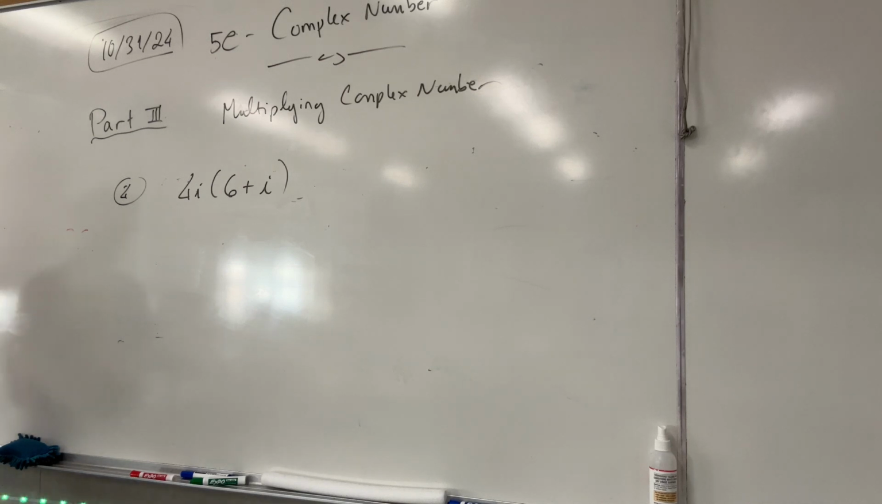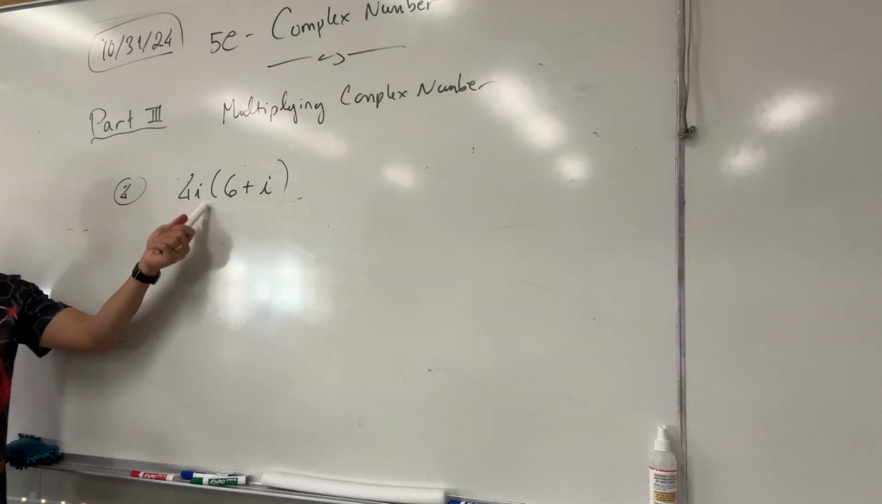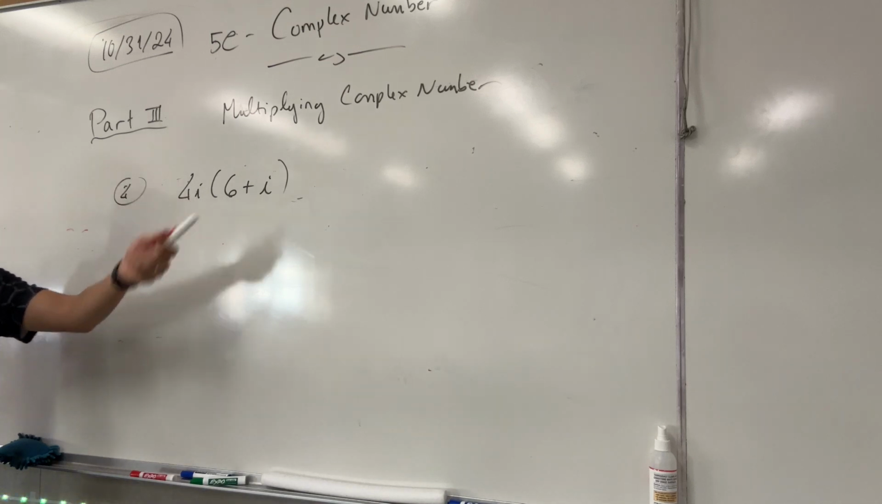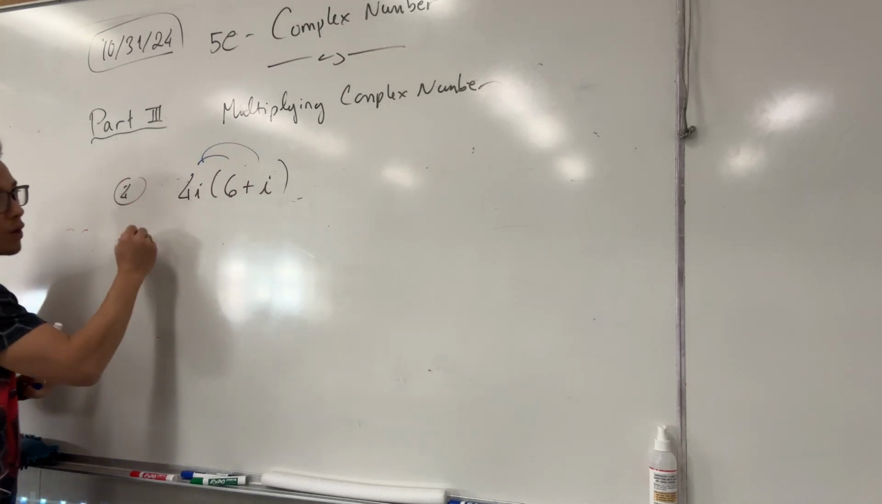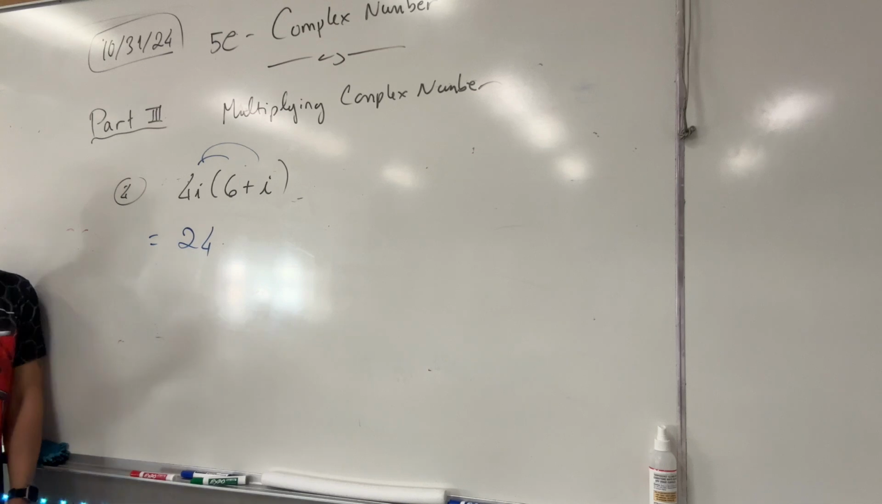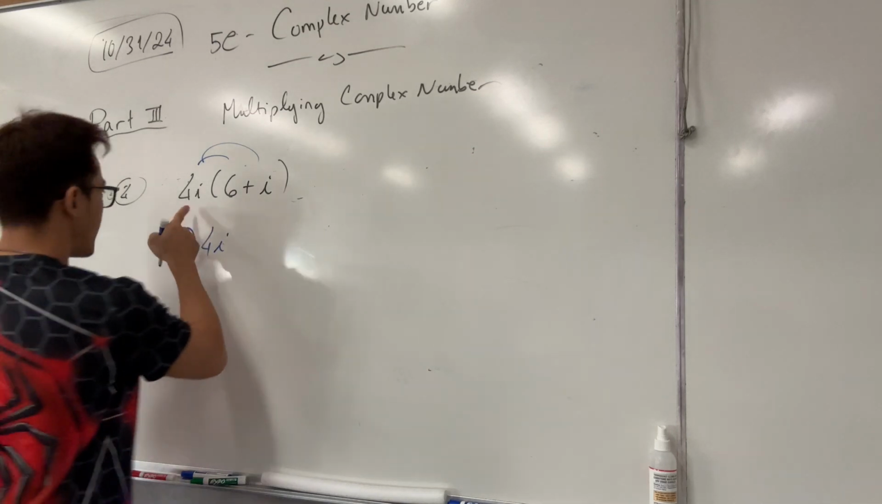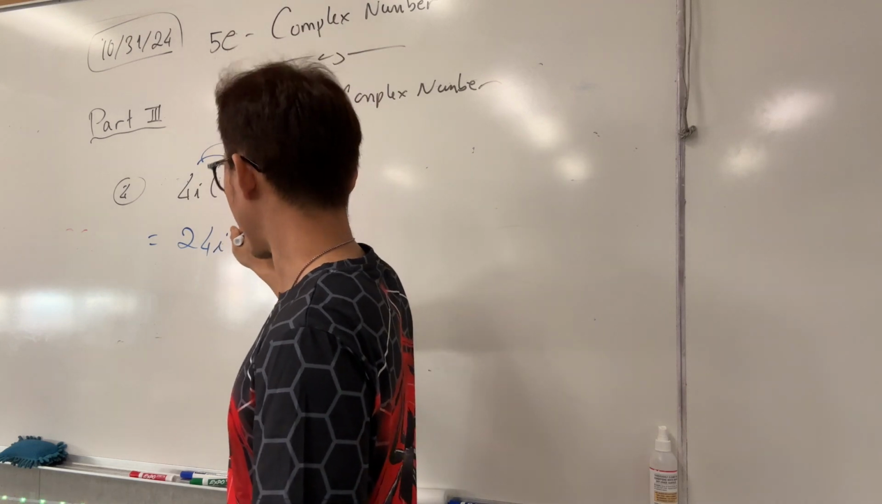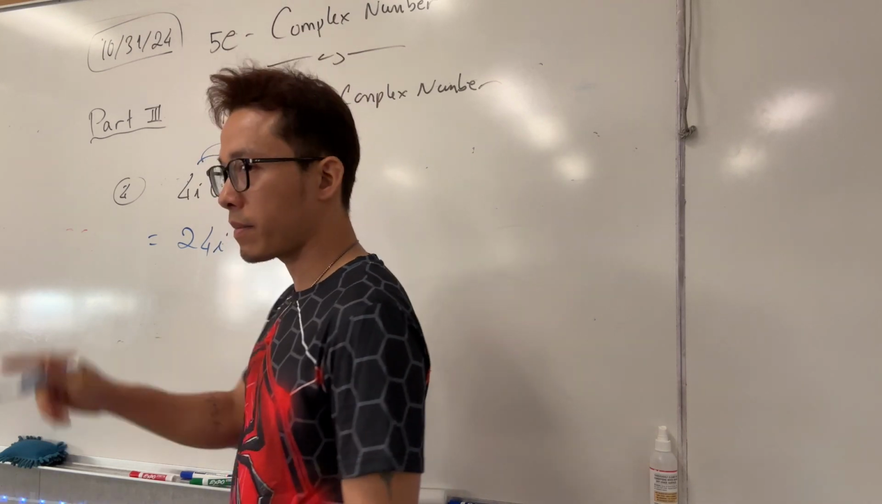Okay? So how do I expand it? How do I get rid of the parentheses? You distribute this, that's good. So can you help me? 4i times 6 is 24. 24 what? i, good job. Next one, 4i times i is? 4i squared. Plus 4i squared. Very good. Let's give Maria 1 point.